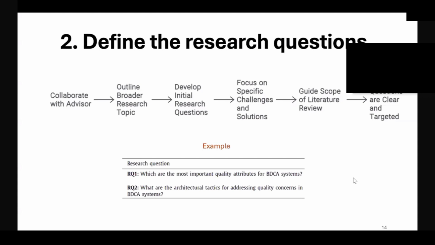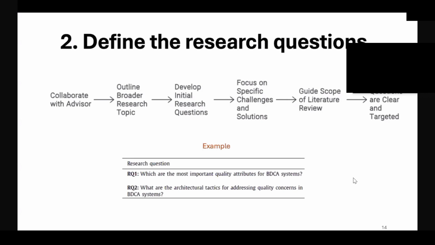So for this purpose, you need to properly collaborate with your supervisor or your PhD advisor. Then you need to outline broader research topics. In discussions, you first narrow down what topic you want to conduct a literature review on. Then you need to define initial research questions. Then you need to become more specific. Then you need to scope your literature review.